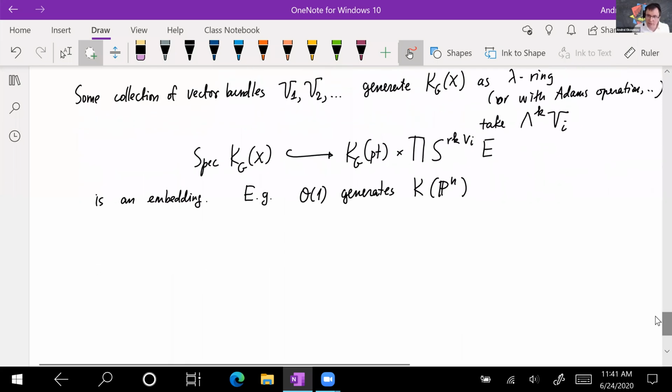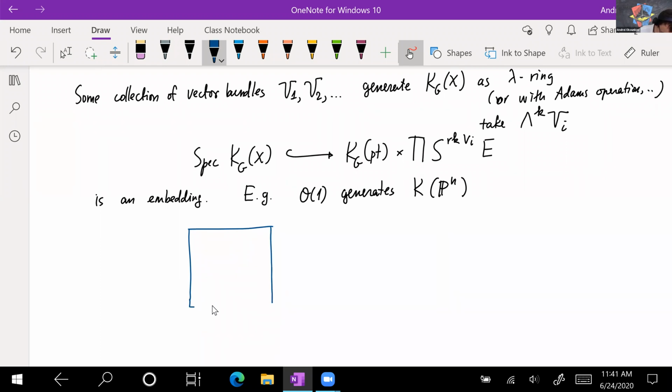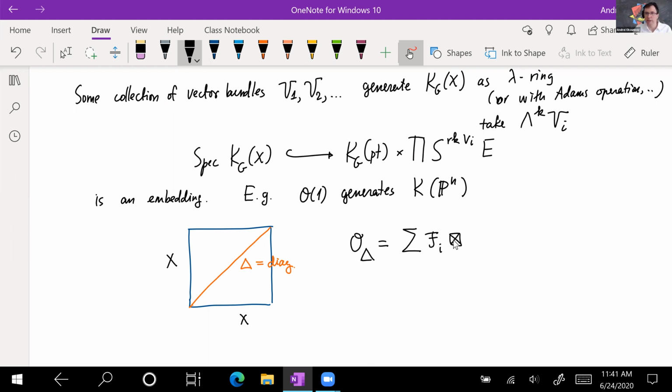So there's a very general argument for that, and this has to do with the name of resolution of the diagonal. Suppose I take the diagonal in X cross X. Then I can ask, can I resolve this diagonal by sheaves of the form something pulled back from the first factor, outer tensor something from the second? If I have a product, then there's a notion of outer tensor: you pull back something from one factor, you tensor with something pulled back from the other factor. And these are in the algebra.